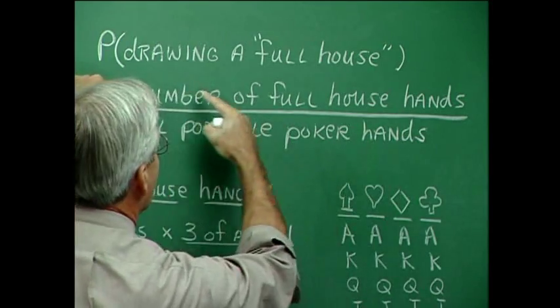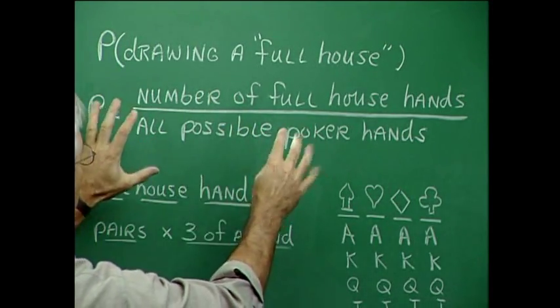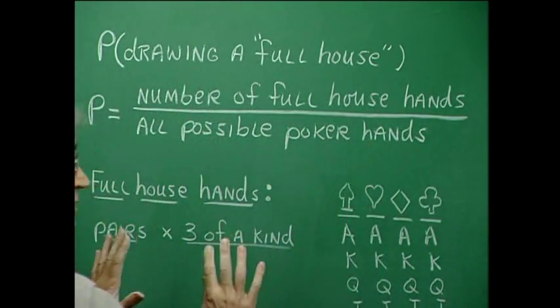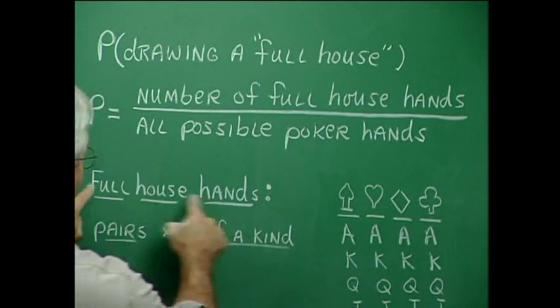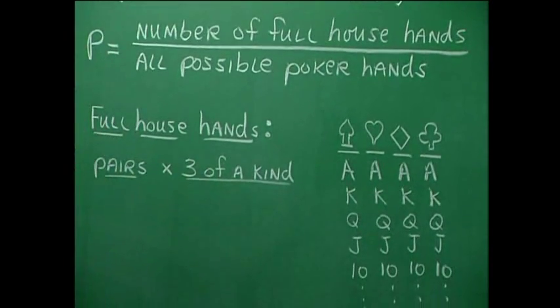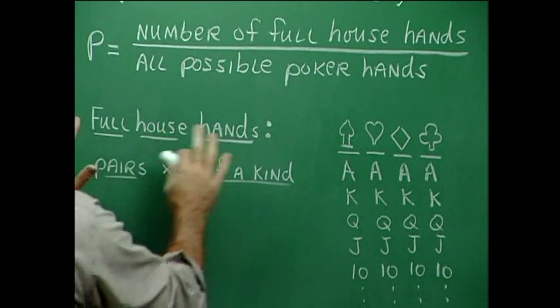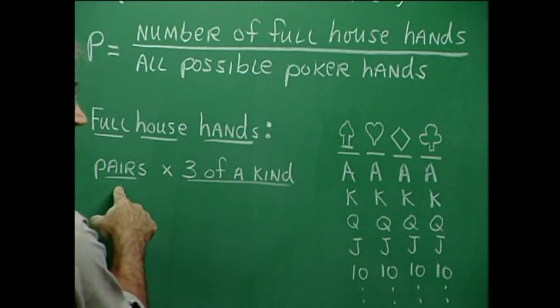You see, the probability is favorable outcomes over possible outcomes. Favorable outcomes is full house hands. Possible outcomes, all possible poker hands. Now, what about full house hands? That really is the tough part of the problem, I think. Now, full house hands are composed of pairs and 3 of a kind. Now, how many pairs are possible?